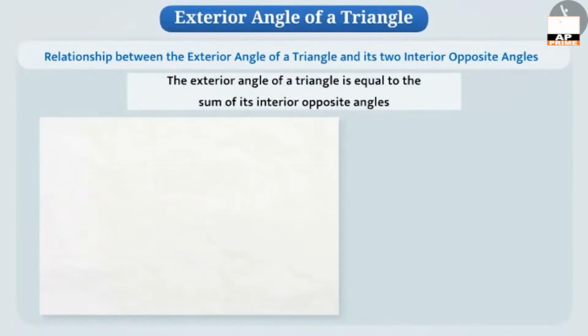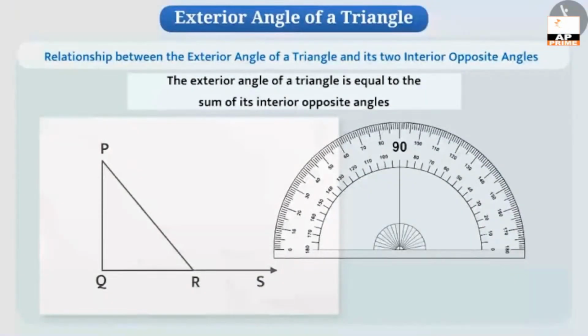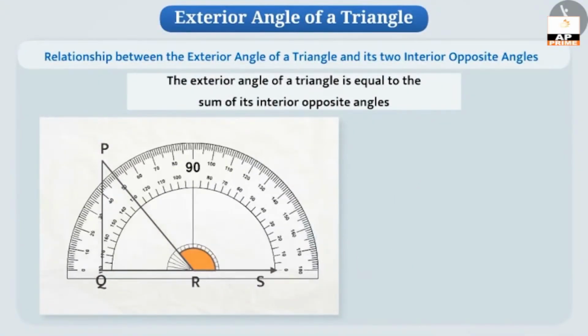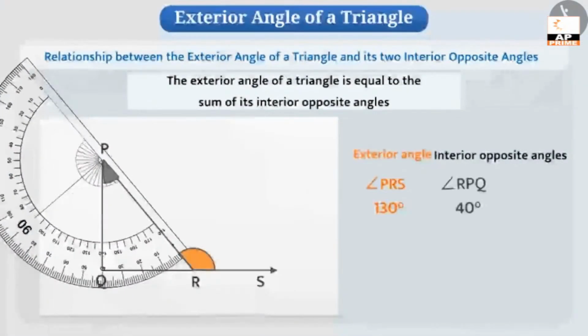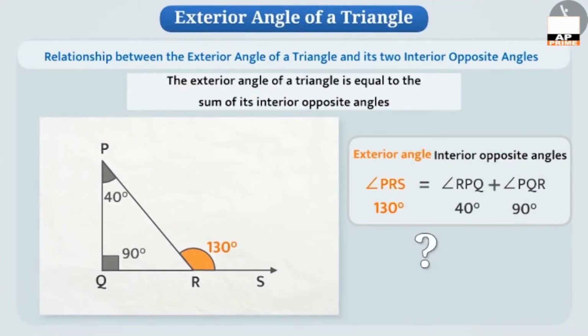Now take a piece of paper and draw triangle PQR and form its exterior angle, angle PRS. You can make any type of triangle. After making the triangle, find the measure of the exterior angle, angle PRS and the interior opposite angles using a protractor. Can you say that angle PRS is equal to angle RPQ plus angle PQR? Why don't you pause the video and find out? Each time, you will find that the exterior angle of a triangle is equal to the sum of its two interior opposite angles.